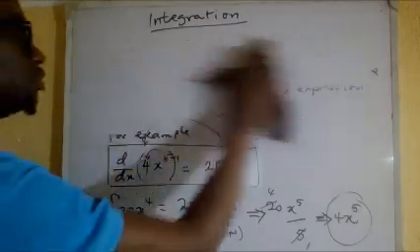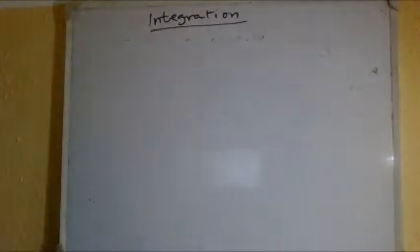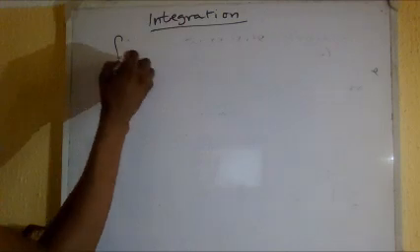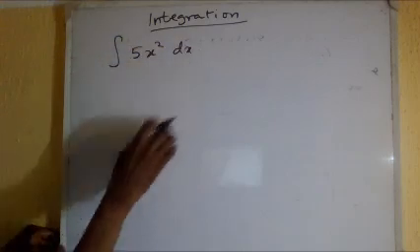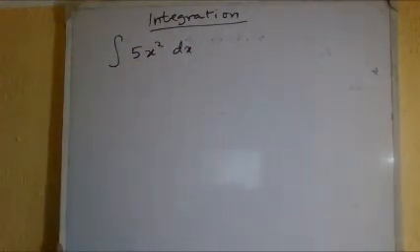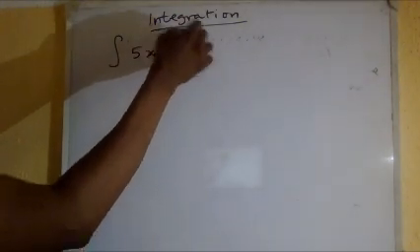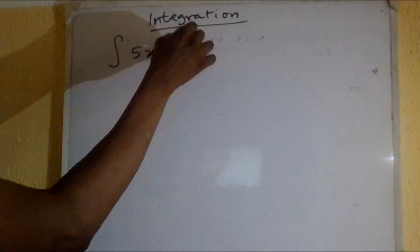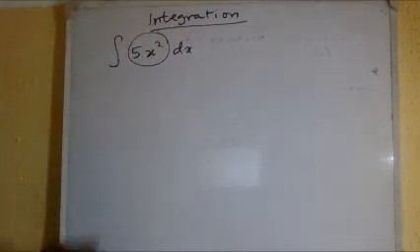I will draw the symbol on the board. Sometimes you'll be asked to integrate, and the way it is done is to say integral 5x squared dx. So this is how the instruction for integration is. So it means this is integral, and this is the tendency. You are tending towards the x. So look at what you are integrating.